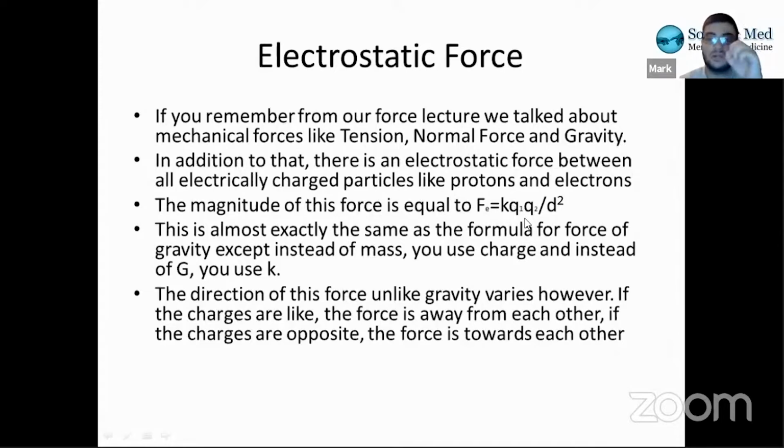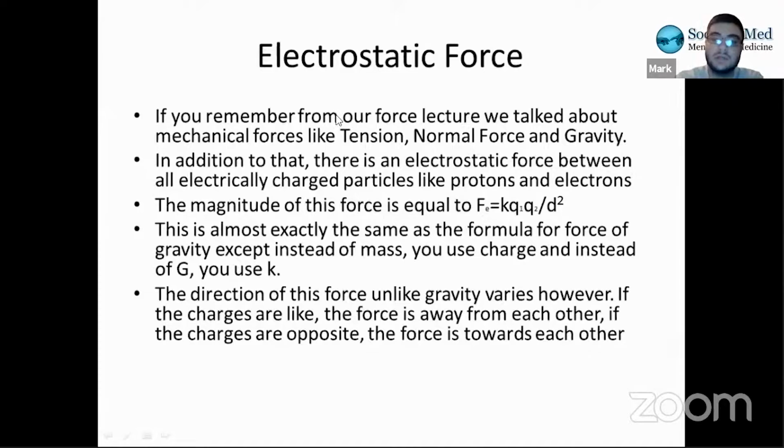So if we're looking at a proton and an electron, Q1 would be the charge of the proton, Q2 would be the charge of the electron. And all of this over d squared. D is the distance between them. So again, if we're looking at a proton and electron, d would be the distance between the proton and electron in that specific case, okay?